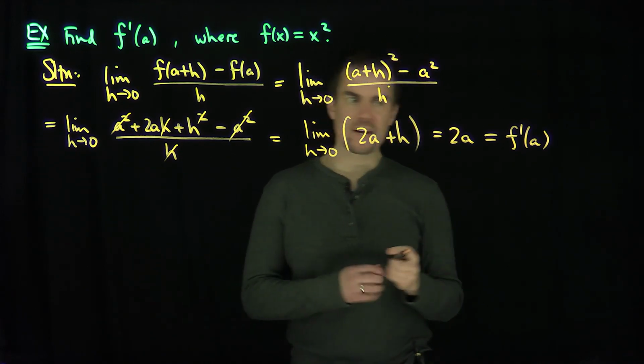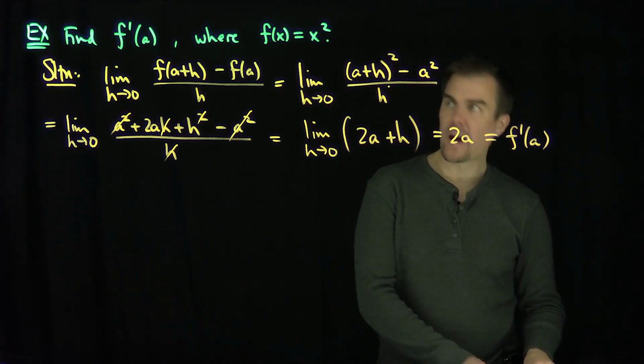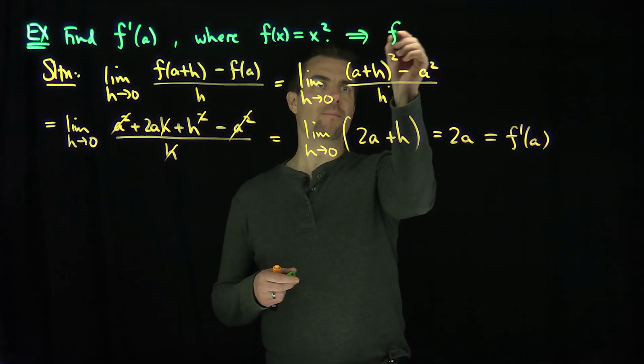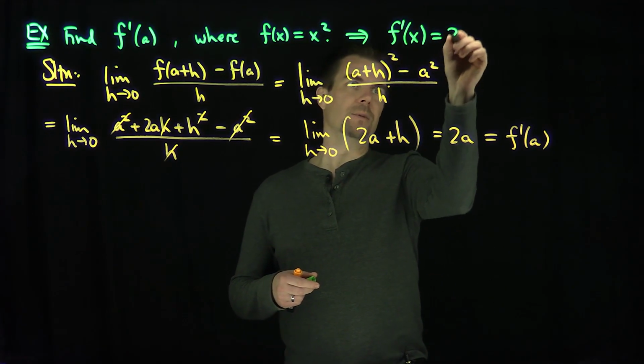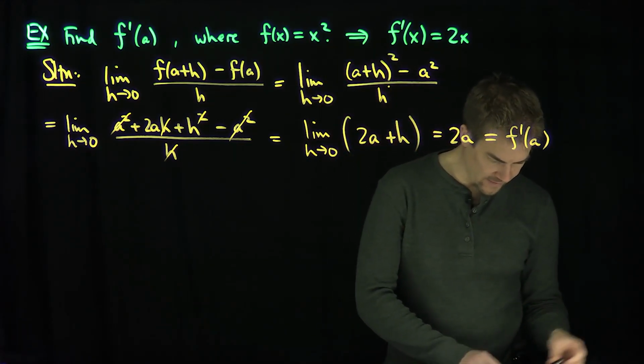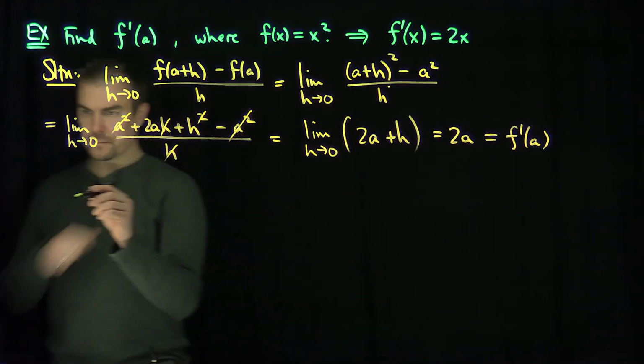So in other words, what we can say now is, if f prime of a is 2a, I can relabel a as x and conclude from this that the derivative of this function at any point x is just going to be 2x. Okay? Now let's do another example where the limit may not exist.